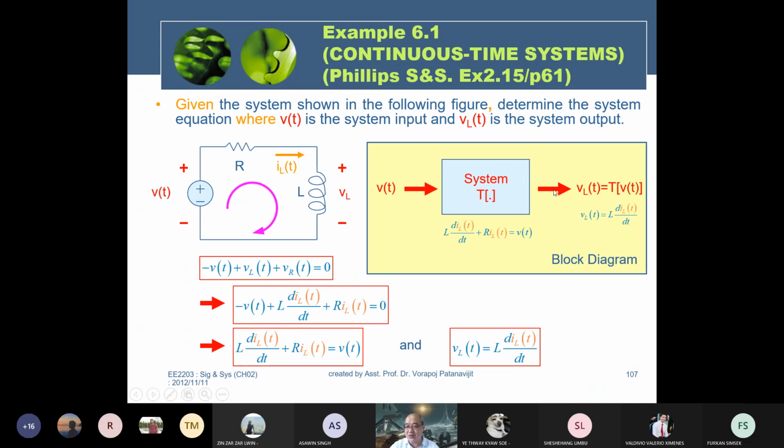You know only the input as a function of time. You know the output will be a function of time, and the relationship links between the input and the output. The system is the key parameter linking each element. In this case, the key parameter is the inductor current IL. If you get IL from V, you can find VL too.